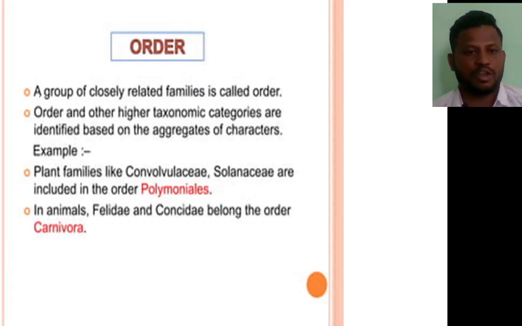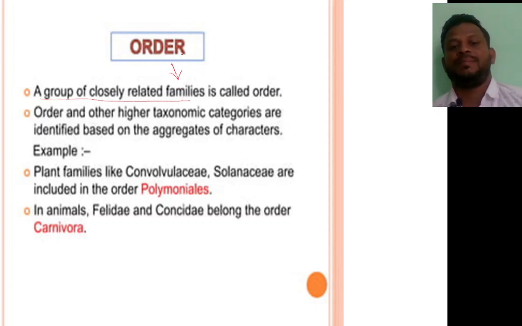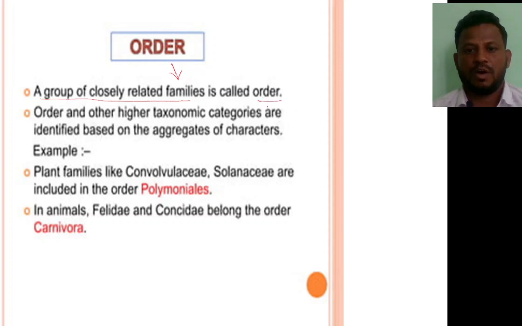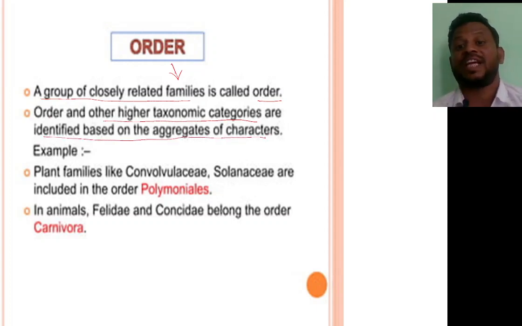Order means what? Order is closely related to the family. Family means very related to, or closer to the order, is called order. Remember that first is the species, then genus, and after that family and the order. Orders and the other higher taxonomical categories are identified based on the aggregates of characters.